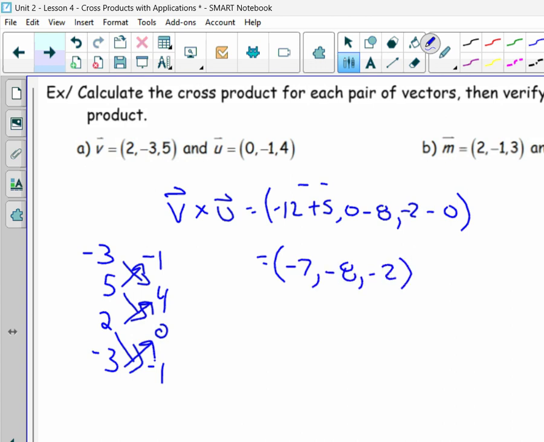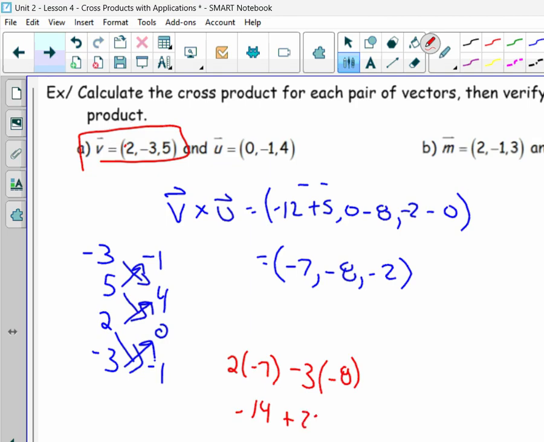I'm going to test it out by dotting it. So I'm going to go back to the beginning here and I'll do a V. So 2 times -7 is -14. And -3 times -8 is +24. Those are Y's. And Z's, we need to do a 5 and a -2. That's -10. Looks like 0 to me. I got it right.